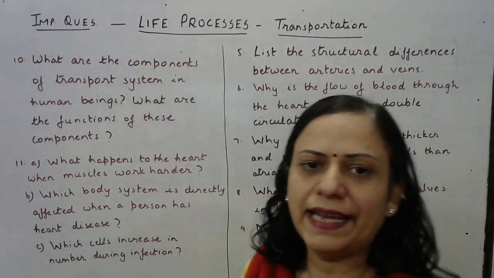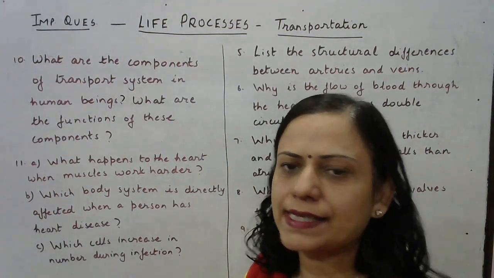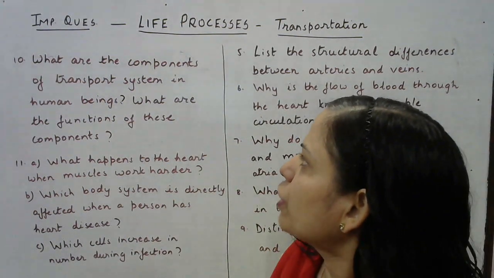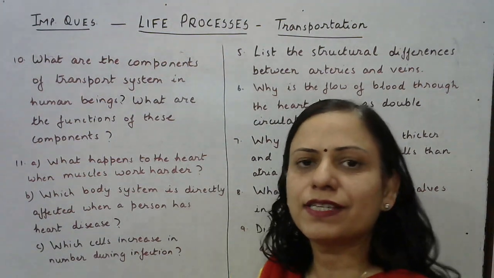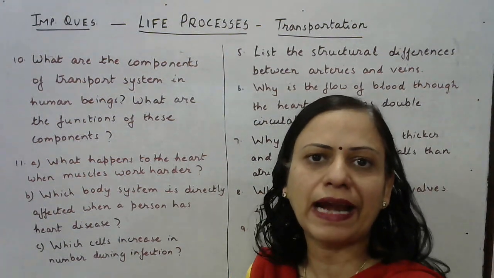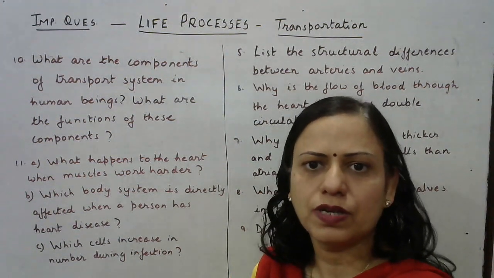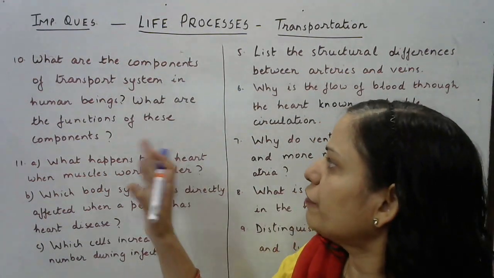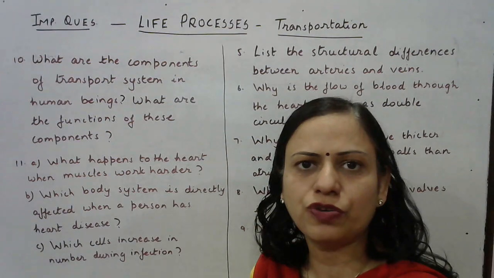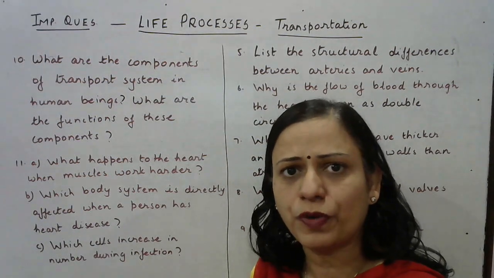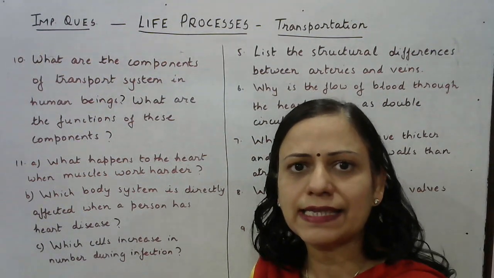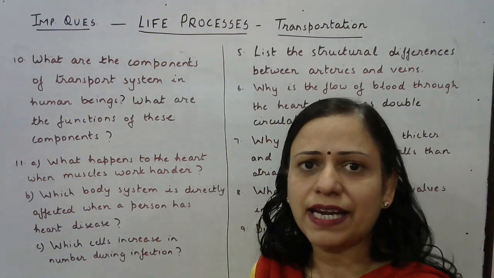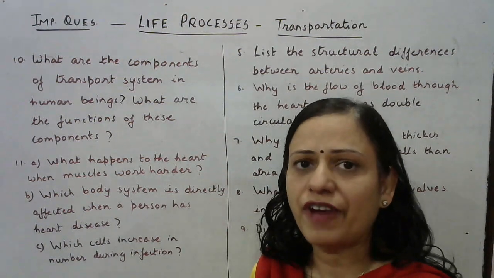Okay, the next question, that is our question number 10, is what are the components of the transport system in human beings? This you must know that basically blood and lymph are the two transport systems that are present in human beings. And what are the functions of these components? For this, you will have to explain the different components of blood as well as lymph. This we have discussed in detail in lecture number 5.